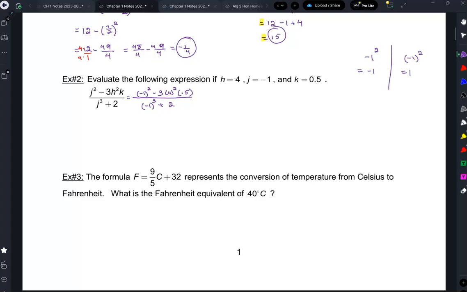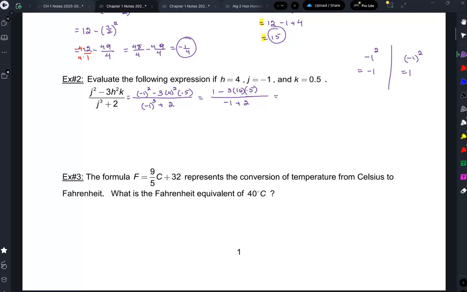So now here we're going to have plus 1 minus 3 times 16 times 0.5 over negative 1 plus 2.